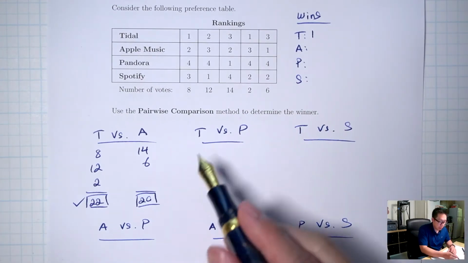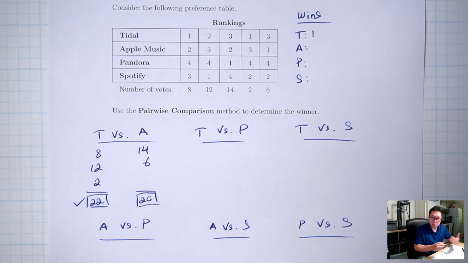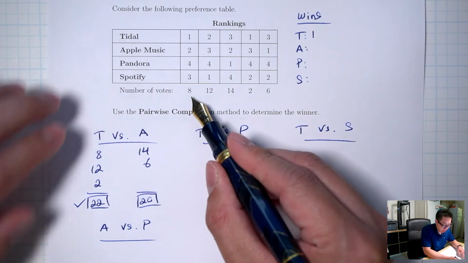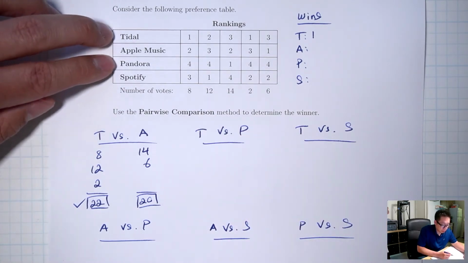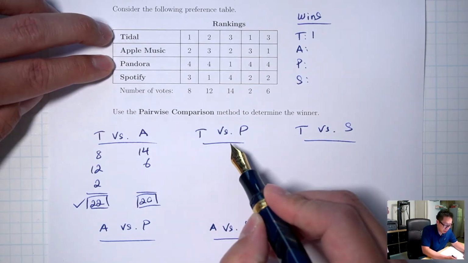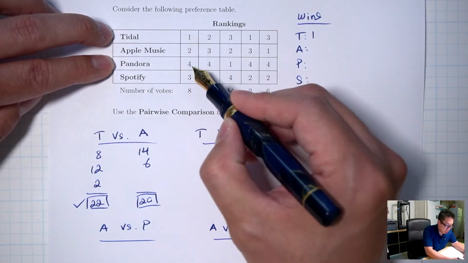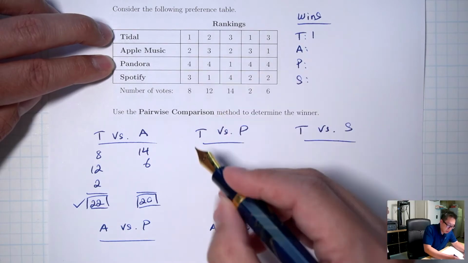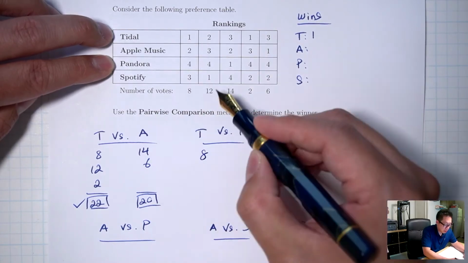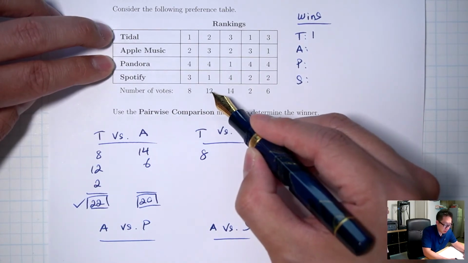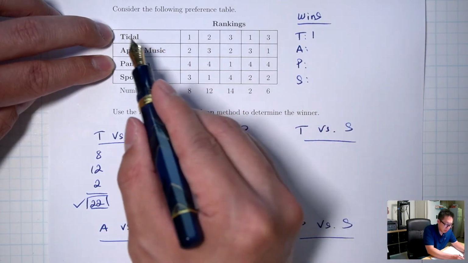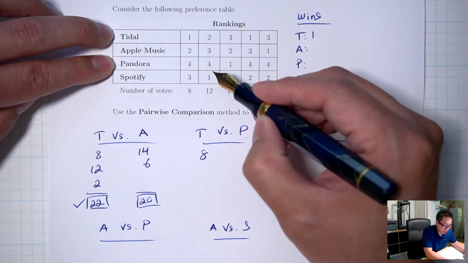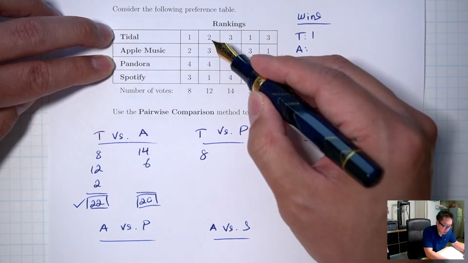All right, next up is Tidal versus Pandora. We're going to do the same thing, except now with Tidal versus Pandora. So Tidal, the first row and the third row. Tidal versus Pandora, these 8. This is 1 versus 4. These 8 will go to Tidal. Next up is 12. This is 2 versus 4. Remember, you're looking at Tidal versus Pandora, so the first row and the third row. 2 versus 4. These 12 will go to Tidal, the 2.